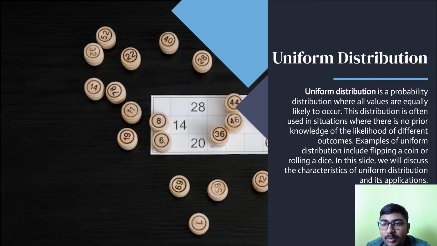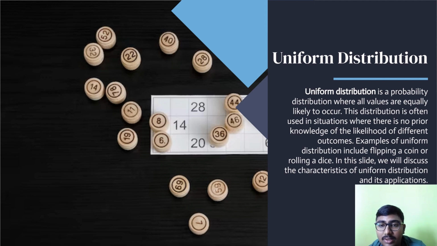In a uniform distribution, the chances might be one half or one third, anything it might be. The examples of uniform distribution include flipping a coin. I already talked about flipping a coin, where there is a 50% chance of getting the head and a 50% chance of getting the tail. And even in the dice, it is 1/6. You can get 1, 2, 3, 4, 5, 6, anything in one roll. So it is 1 by 6.